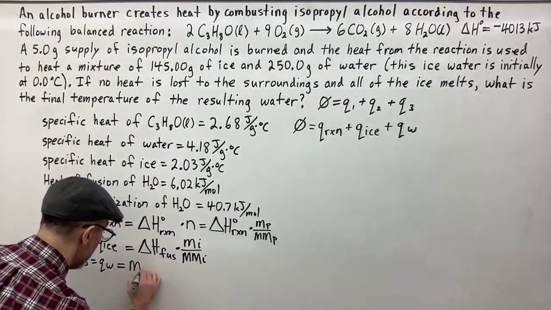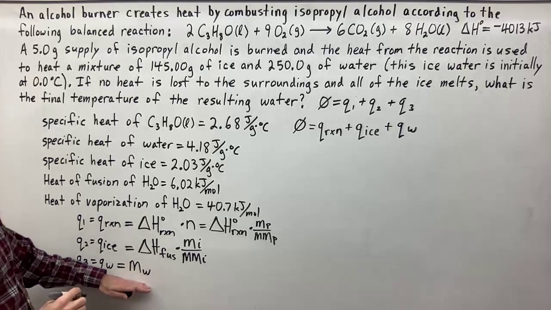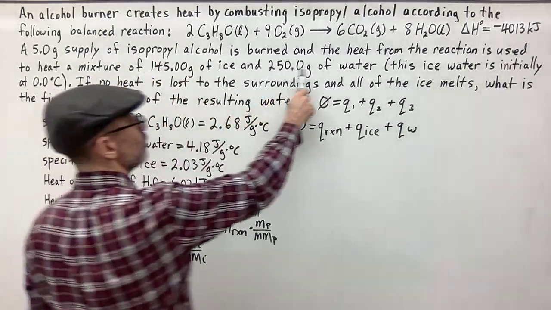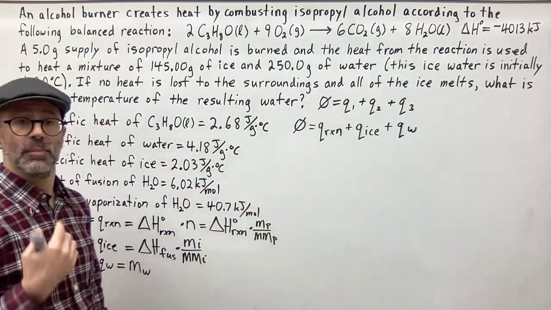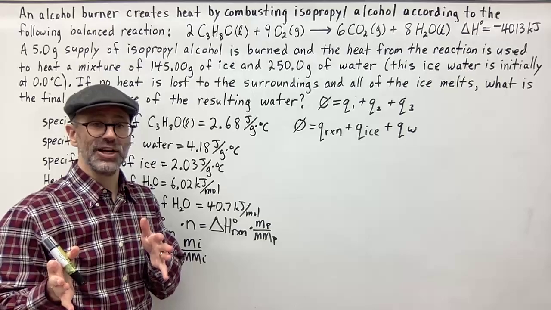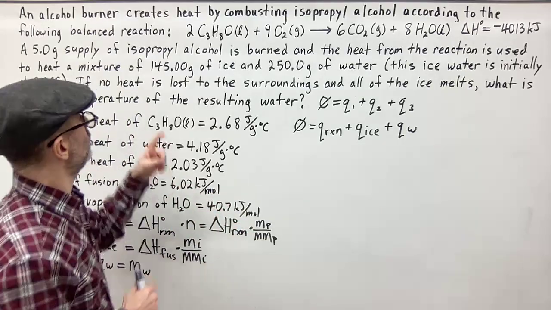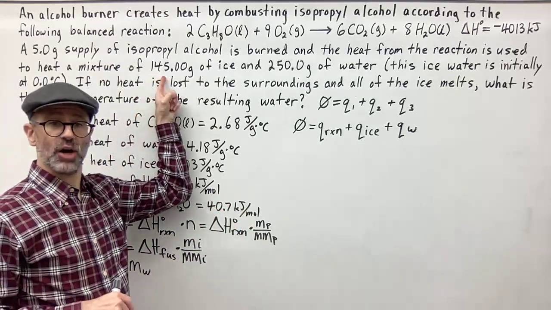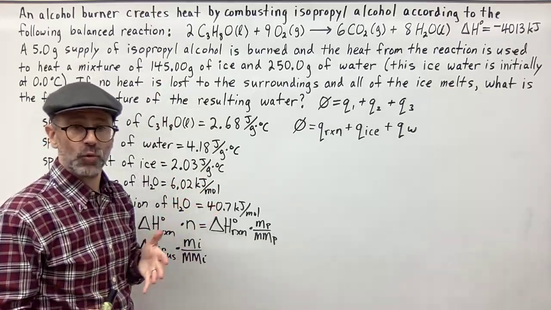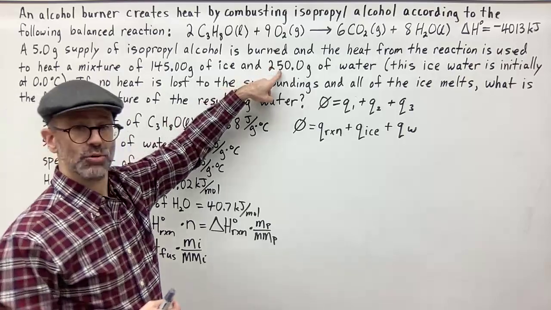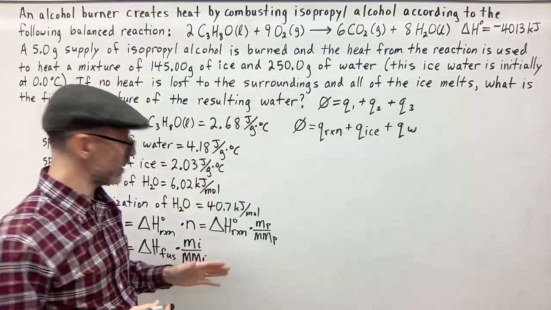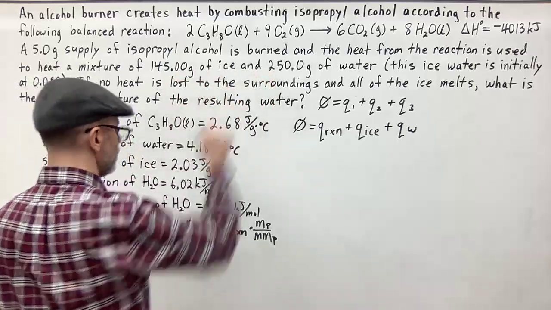the mass of the water, and that mass of the water is going to be the mass of the ice plus the mass of the water before the ice melted. Remember, the mass of the ice does not change just because it melted. So all that happens is that you start with 145 grams of ice, you end up with 145 grams of liquid water. That's going to be added to the 250 grams of water you started with. So that mass of water is going to include both of these masses.